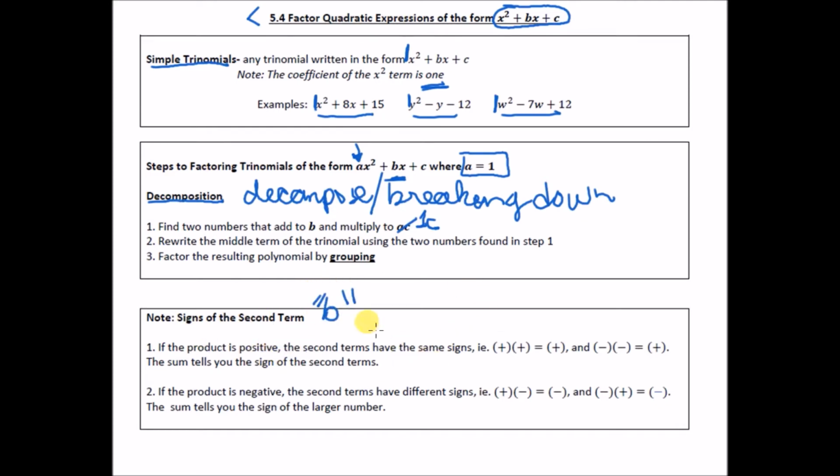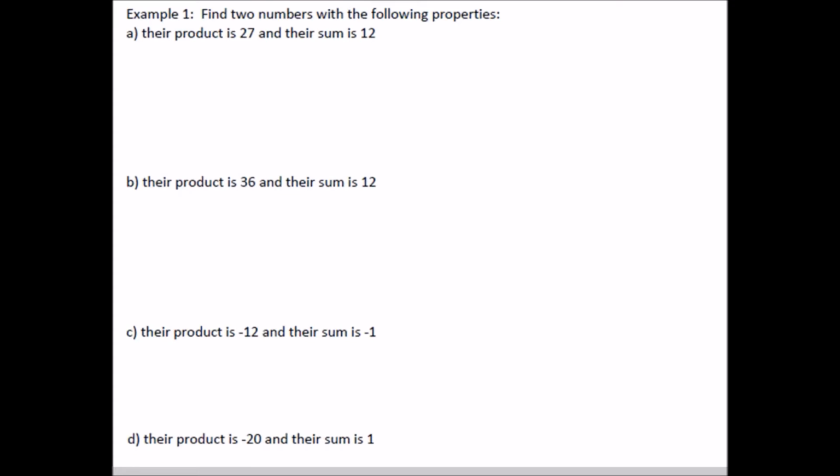Just one note, the signs of the second term, so like that b: if the product's positive, then the second terms are going to have the same signs, when we break this down into 2 different terms. So of course, if the 2 terms are positive, then the product's going to be positive. If both terms are negative, then again, the product's going to be positive. So essentially, the sum of these 2 numbers tells you the signs of the second terms. And if the product's negative, so if you have a positive and a negative here, then when you multiply them, it's a negative number, and the terms that the b broke down into have different signs. Okay, but you'll come to know this. This is more of a pattern, and you don't have to memorize this.